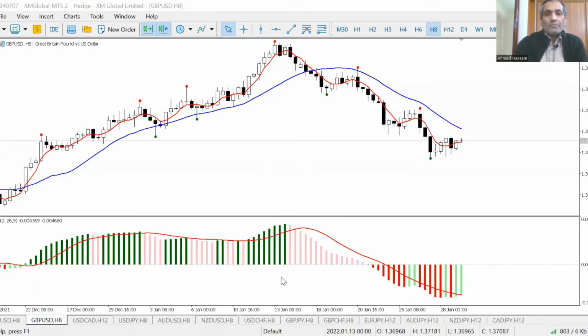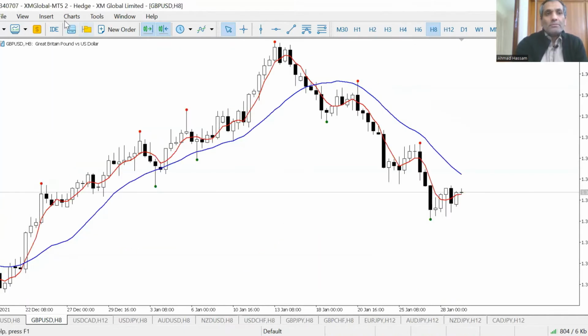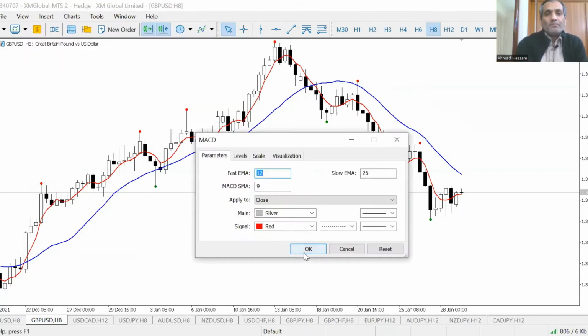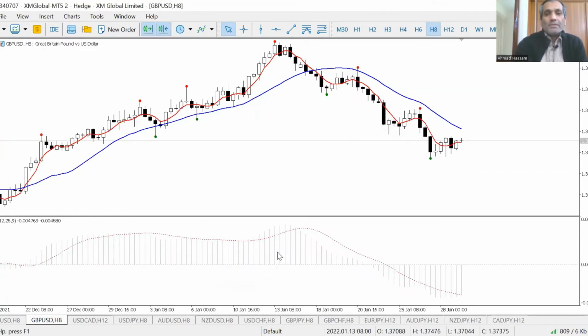If you use the MACD provided by MT5, you see it's just very plain. Here's a signal line and these are histogram bars. You never know when the MACD is increasing and decreasing. So I changed this MACD and added that layer of color to it.